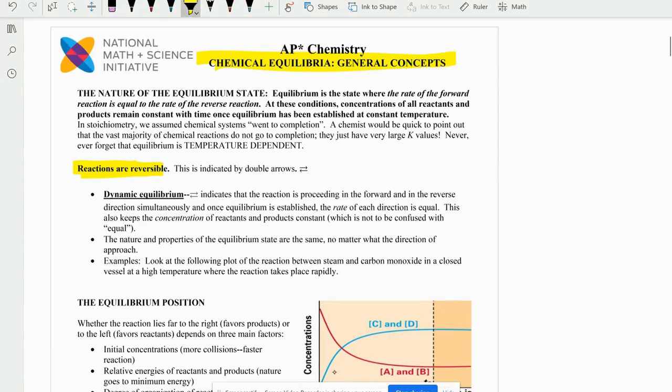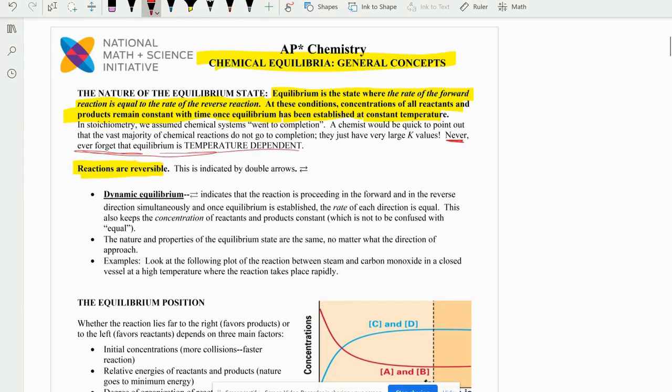All right, let's look at the definition here. I'm going to go ahead and highlight it. Equilibrium is the state where the rate of the forward reaction is equal to the rate of the reverse reaction. Okay, and at these conditions, the concentrations of the reactants and products will remain constant with time. And once that equilibrium has been established, it's going to be done so at a constant temperature. Another important thing that I will probably touch on multiple times, but never forget, in the last sentence of that first paragraph, that equilibrium is temperature dependent.